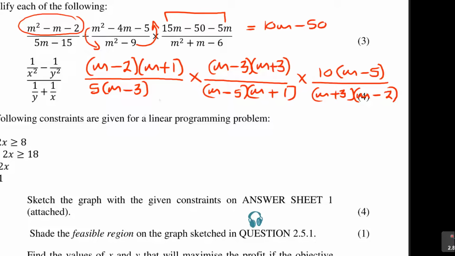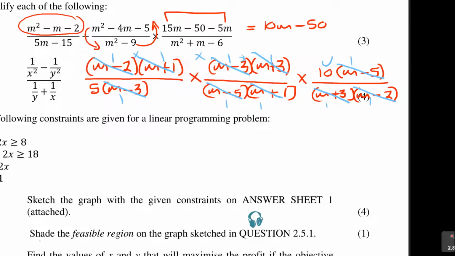So look at this. Let's start with m minus 3. m minus 3 is gone, and then m minus 5, m minus 5 is gone. m plus 3 there, m plus 3 is gone. m minus 2, m minus 2 is gone. m plus 1, m plus 1 is gone. Look, when you're cancelling, only what is left is 1, 1, 1, 1, 1, 1, 1. So at the top it's 1 times 1 times 1 times 1, they are all multiplying, there is a 10.